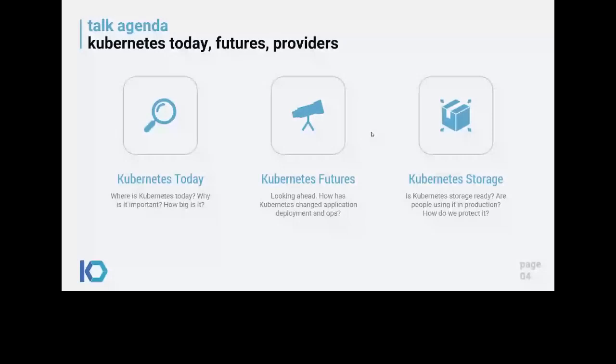We're then going to look at the future and how we see this space going from a specific data management point of view. And a key part that goes hand in hand with that data management is the storage, the Kubernetes storage. Is your Kubernetes storage ready? Are people using it in production? What we're really getting at there is stateful workloads, databases, but other types of workloads as well that we see in this space.